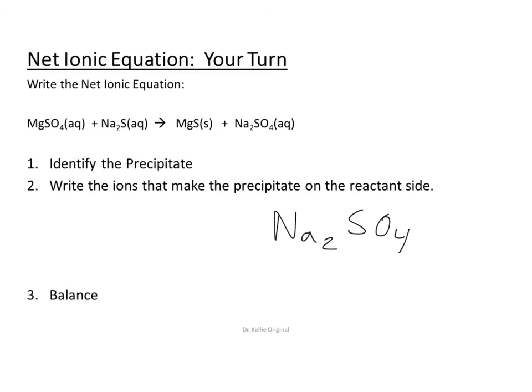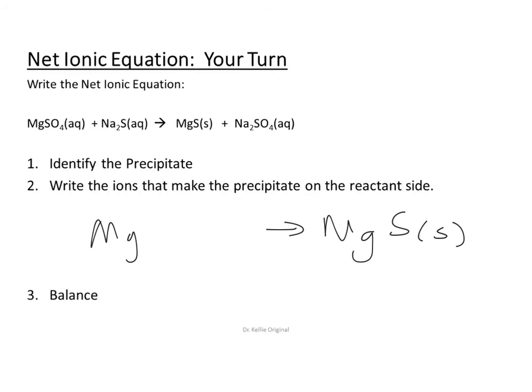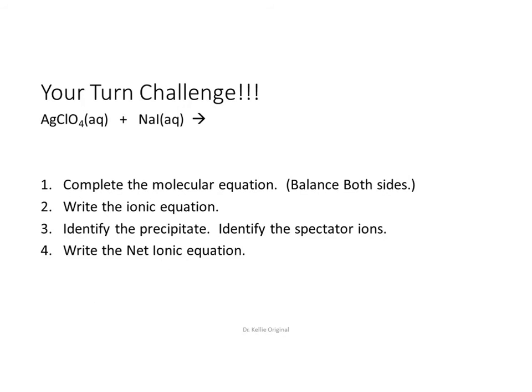Oh, whoops. Identify precipitate. Too distracted. My precipitate's always my solid. So I've got magnesium sulfide. Write the ions that make it up. Magnesium and sulfide. Chemistry is easy, life is hard.